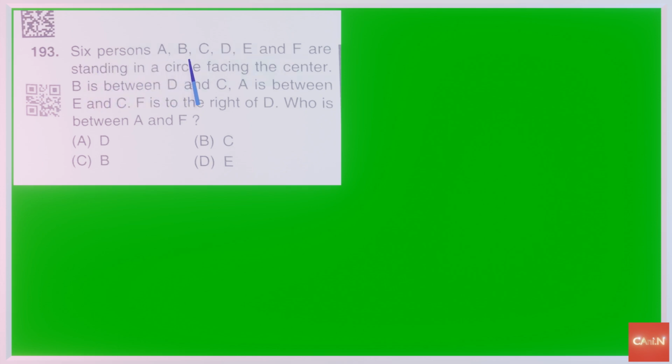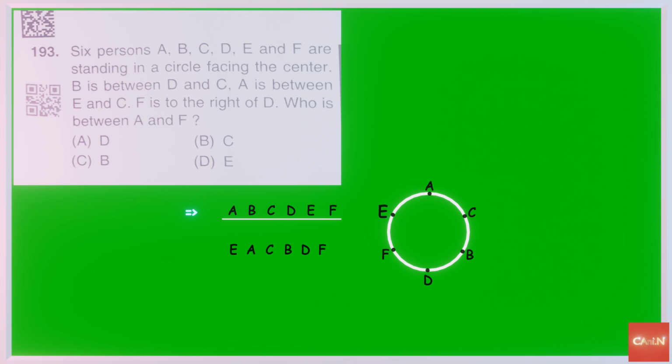6 persons A, B, C, D, E, and F are standing in a circle facing the center. B is between D and C, A is between E and C, F is to the right of D. Who is between A and F? B is between D and C. A is between E and C. F is to the right of D. So E is between A and F. Hence, answer is option D.